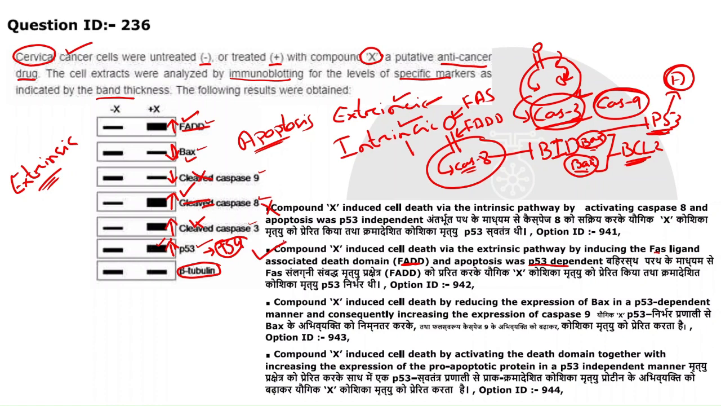Option 3, compound X induced cell death by reducing expression of BAX in a P53 dependent manner. But this option 3 is not 100% correct. It also mentions that it consecutively increases the expression of caspase 9. No, caspase 9 is not increased. Okay. Then option 4, compound X induces cell death by activating the death domain together with increased expression of pro-apoptotic protein P53 in a P53 independent manner. Okay, so this is also a wrong answer. So option B is the correct answer.